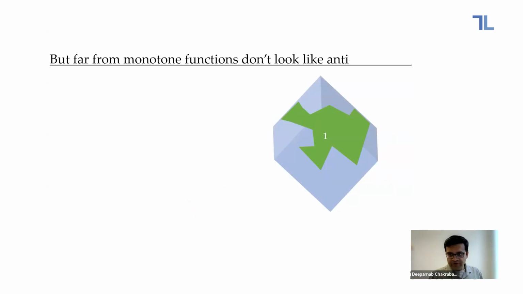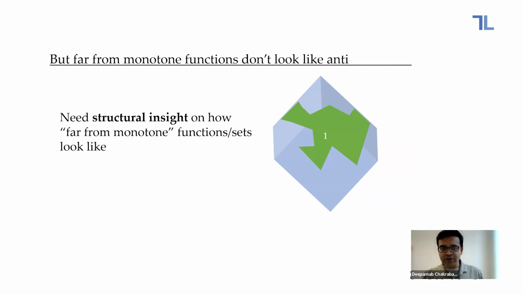But, you know, this is only for the anti-dictator. Far from monotone functions don't look like this capped anti-dictator. So how do you analyze this? This leads to the question: what do these functions which are far from monotone look like? What is our handle on this? So we need structural insights on this question. And this is what these directed isoperimetric statements look like.